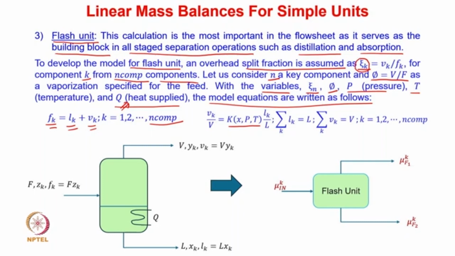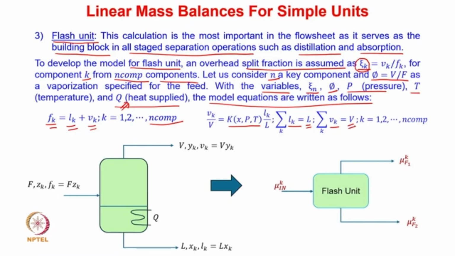So here small Lk is nothing but the molar flow rate of the kth component in the liquid divided by total molar flow rate of the liquid. So this Lk by L is nothing but xk, the mole fraction of the kth component in the liquid. Again, summation of all Lk will give you the total molar flow rate of the liquid. Similarly, summation of all Vk, which is the molar flow rate of the kth component in the vapor, over all components should equal the total molar flow rate of the vapor.